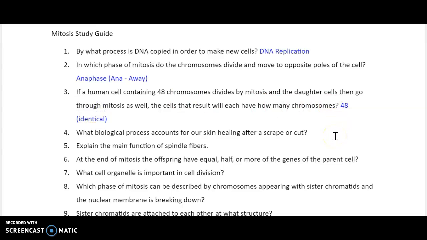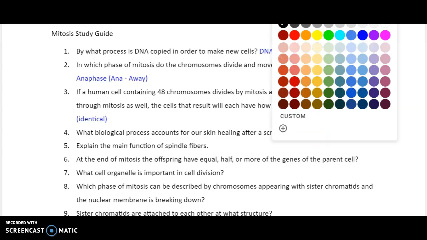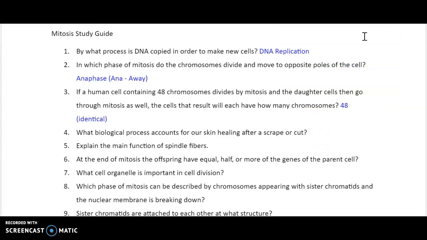Okay, so what biological process accounts for our skin healing after a scrape or cut? Well, that would be mitosis. Mitosis is making new cells to fill in that cut, that gap in the skin cells. Those skin cells undergo mitosis, making new cells, and then that heals the cut, fills in that space.